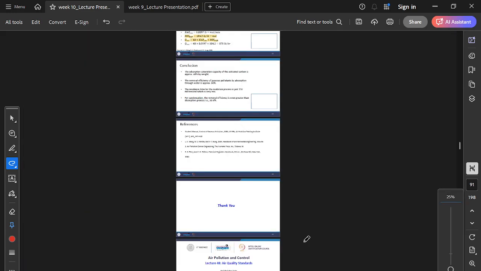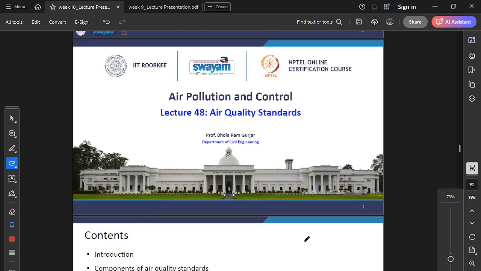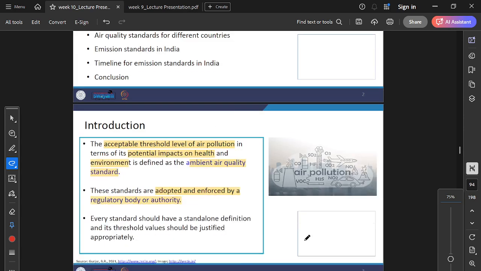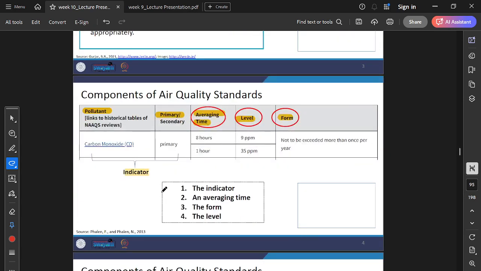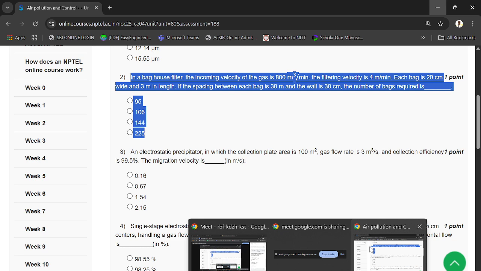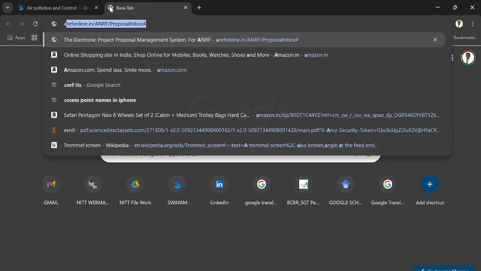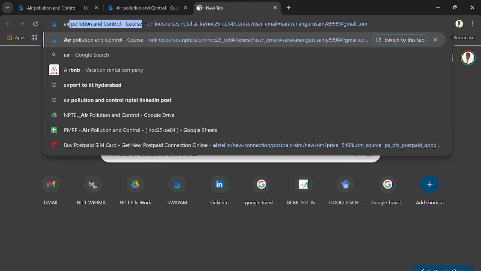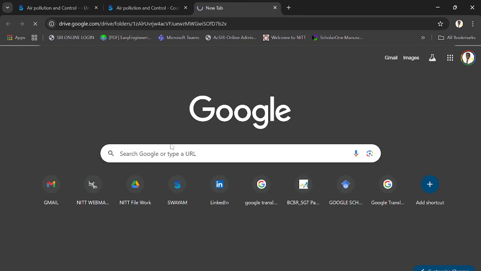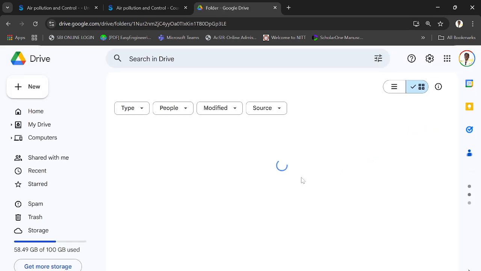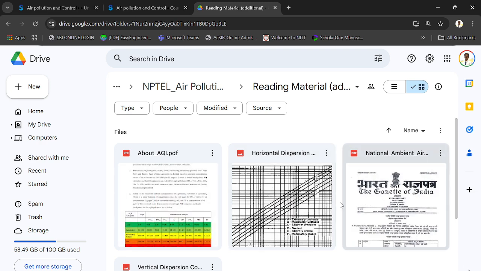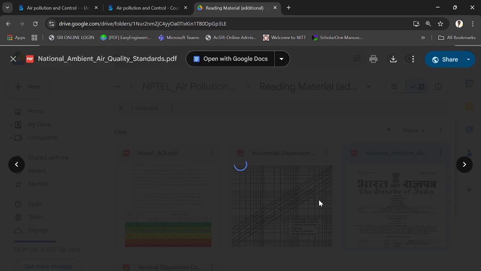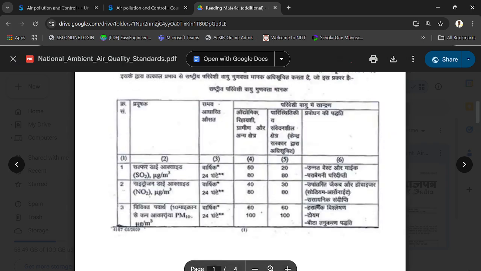And the theory lecture for this week is based on air quality standards. That one reading indicator item alone I will explain now. So if you take AD, I have uploaded in the sheet also. I will show you. So if you go to the reading material, I have already uploaded the National Ambient Air Quality Standard PDF. How to read this PDF?